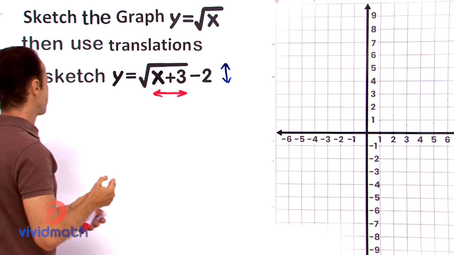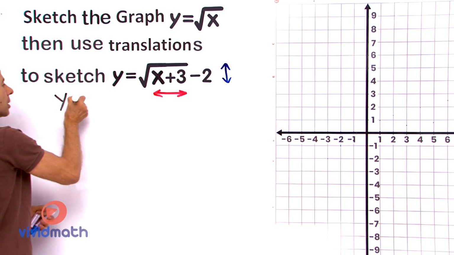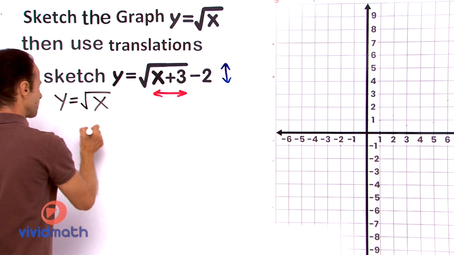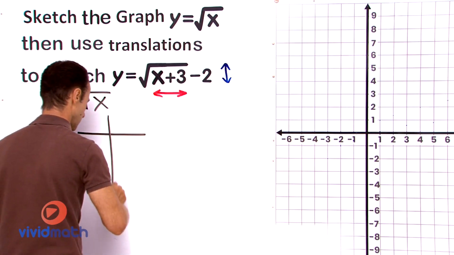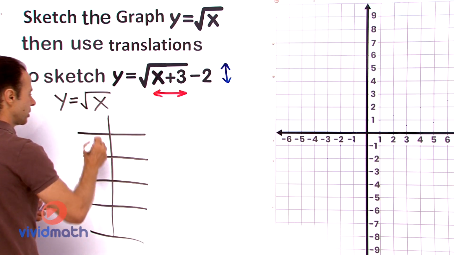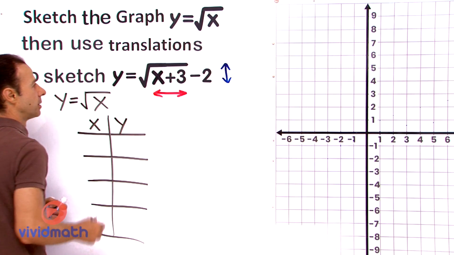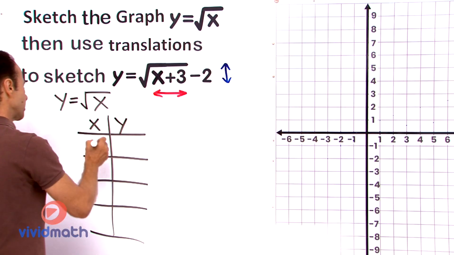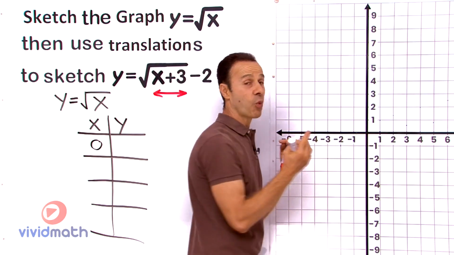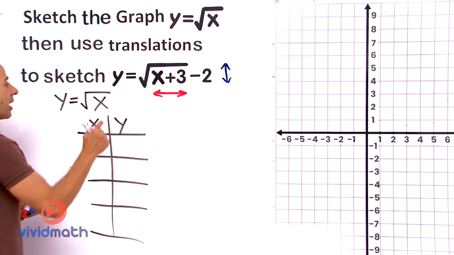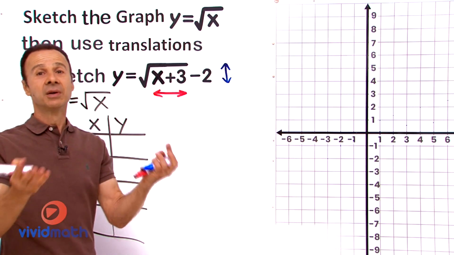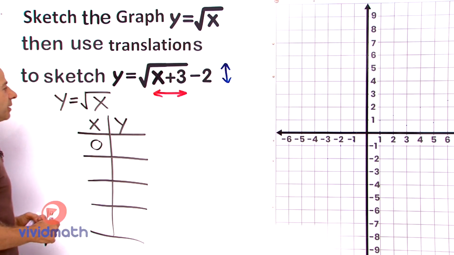y equals the square root of x. We're going to draw that first. Okay, so a little t-table. So we'll have an x and a y, and we'll start off at 0, because we're not going to have anything here on the negative side. Why? Because if I substitute a negative number in the square root sign, the square root of negative 1, the calculator will say error, which means indeterminable. So we've got 0 here.